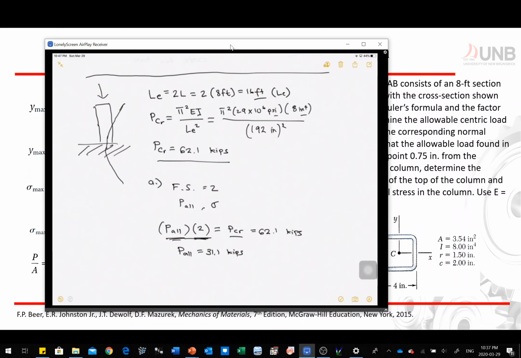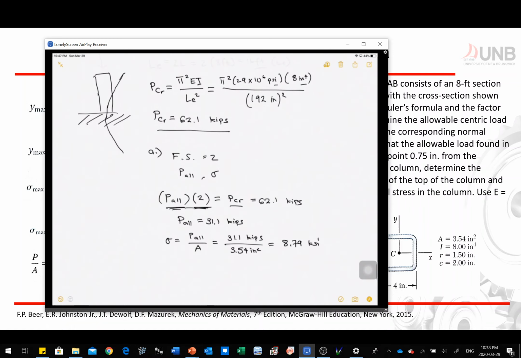Now, how about the stress? Your stress is equal to P allowable divided by your area, and that's 31.1 kips. Now your area is given in your problem. If you look on the right corner here, your A is 3.54 inches squared, so you just have to divide by 3.54 inches squared, and that will give you an answer of 8.79 ksi. So we solved letter A without any problem.